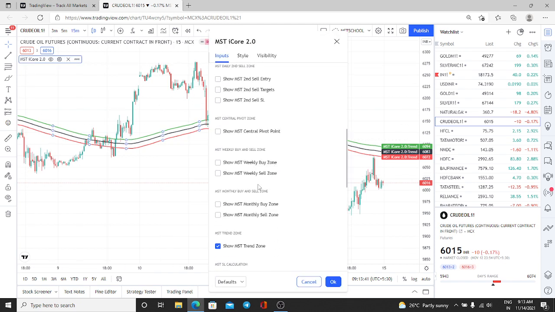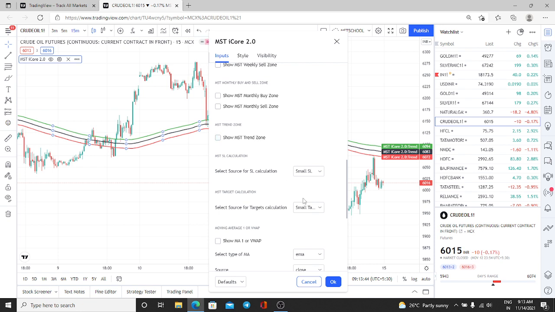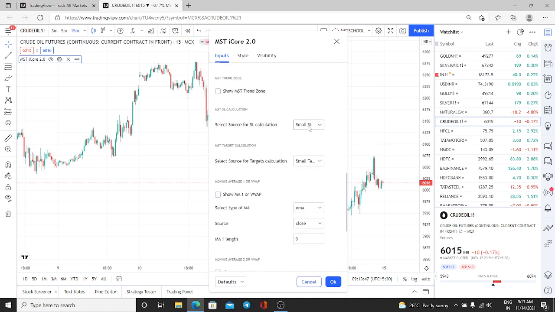Then the next thing we have given is SL calculation. Suppose you are trading in a script which is a three digit script, like natural gas, HFCL and all, then you have to increase your stop loss to big SL. Otherwise, the SL will be only 10 paisa or 15 paisa. The range is very small. If you are trading a 3 digit or 2 digit script, then you can change it to normal SL or big SL. If you are trading in 4 digits and more, you can keep it in small SL.